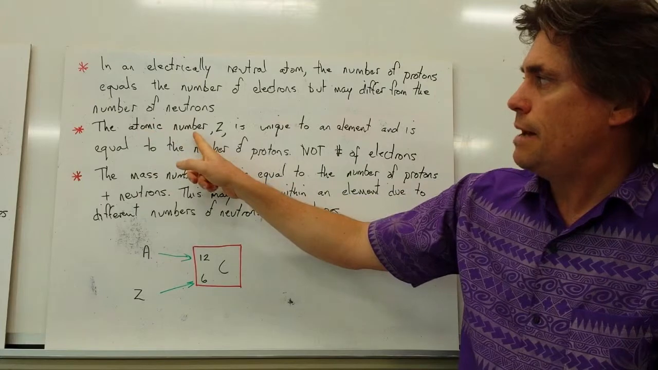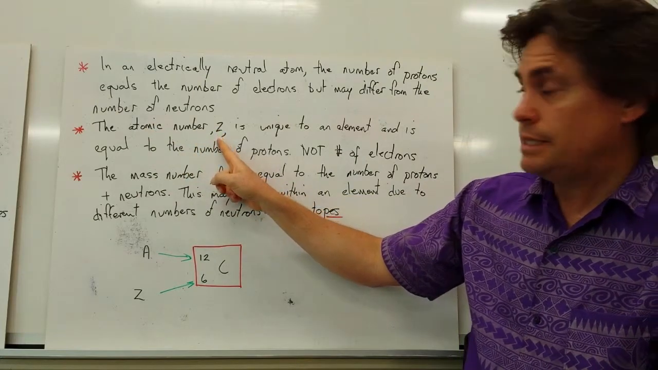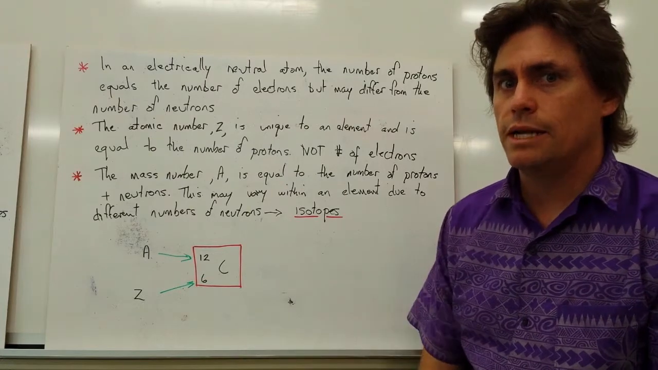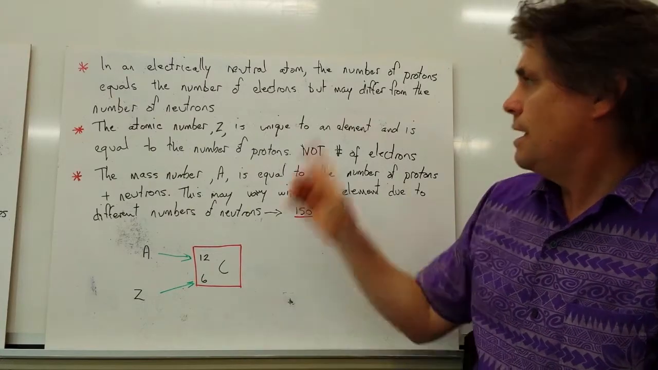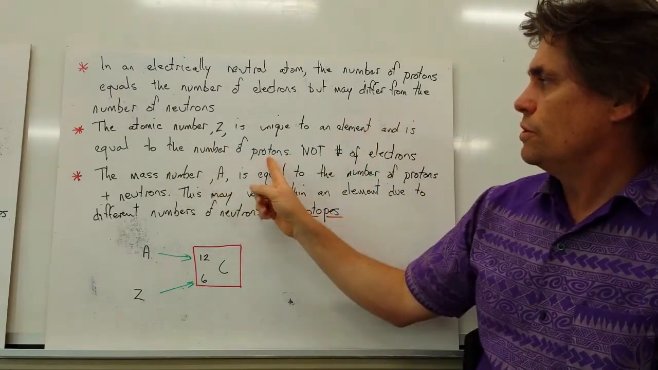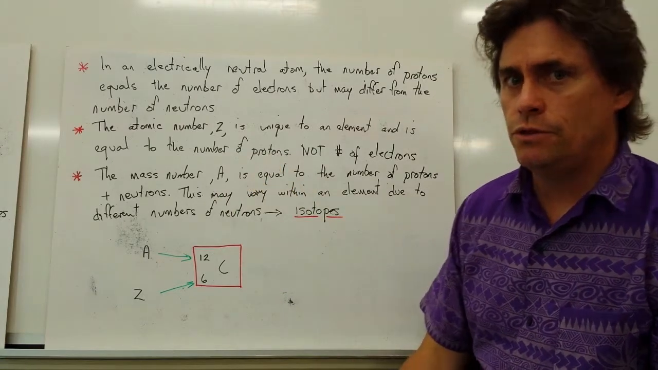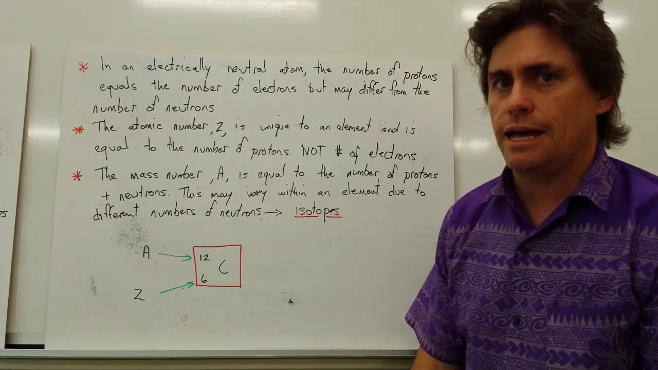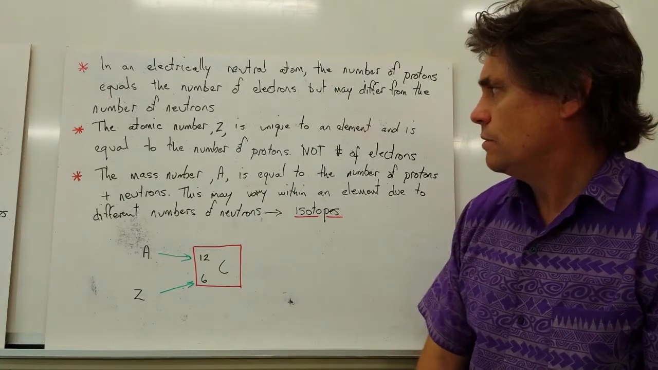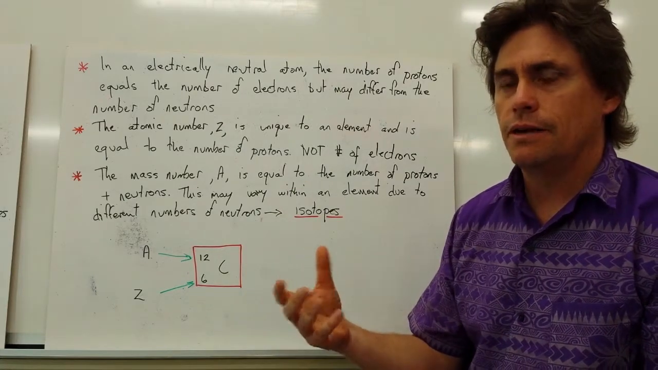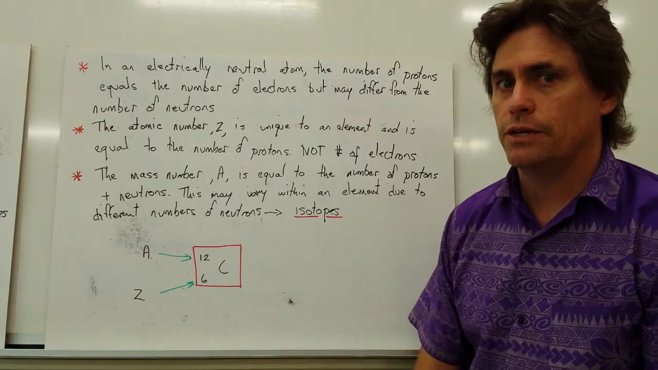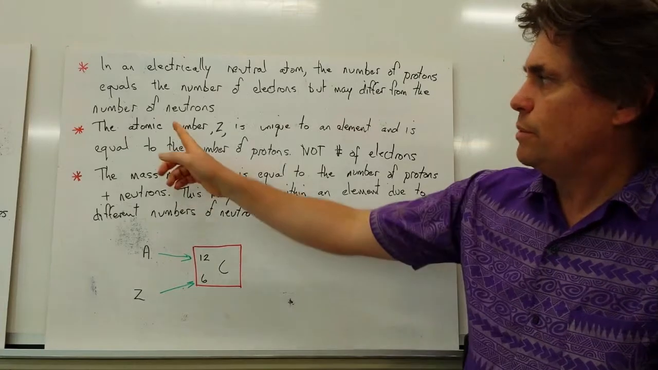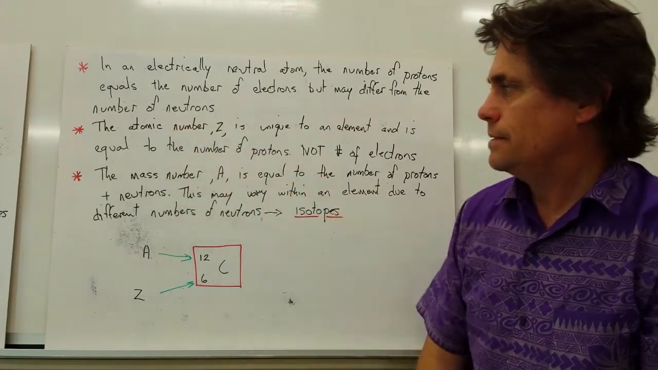Firstly, the atomic number, which is denoted with a capital Z, is unique to an element. In other words, there is only one Z per element. And it's equal to the number of protons. Now this is often confusing for people because they assume the atoms of an element are unique based on the number of electrons. This is incorrect. It's based on the number of protons. And we denote this atomic number Z.